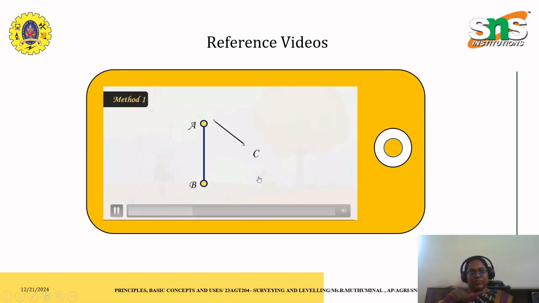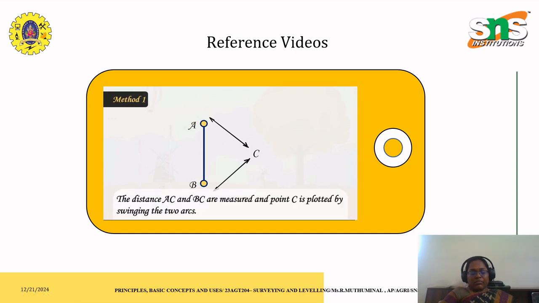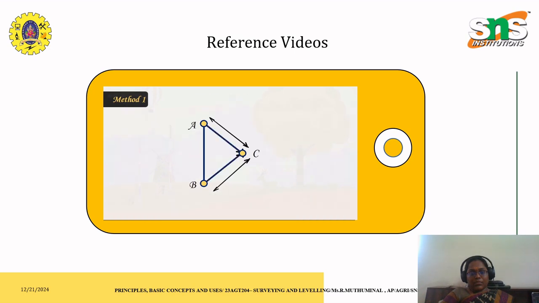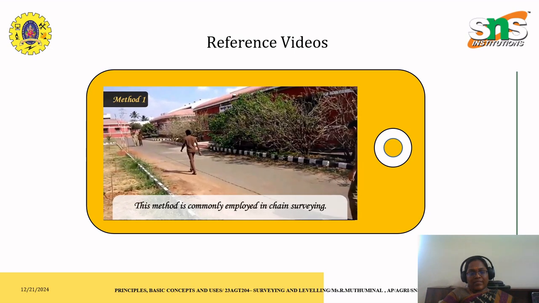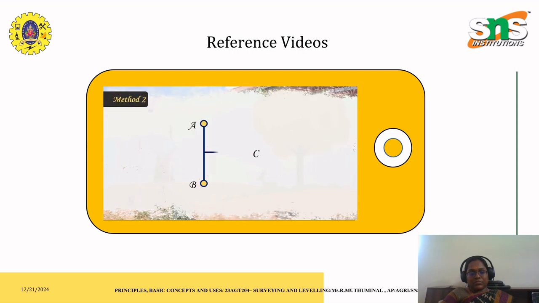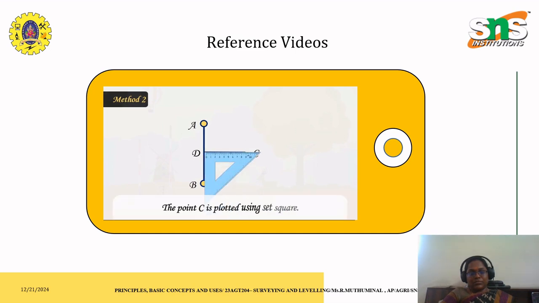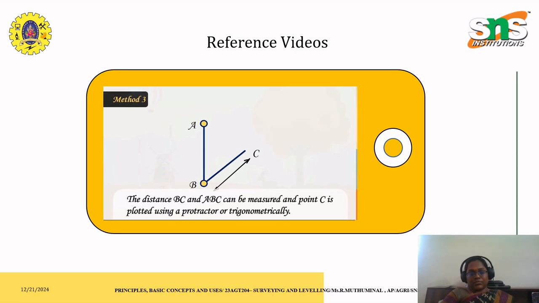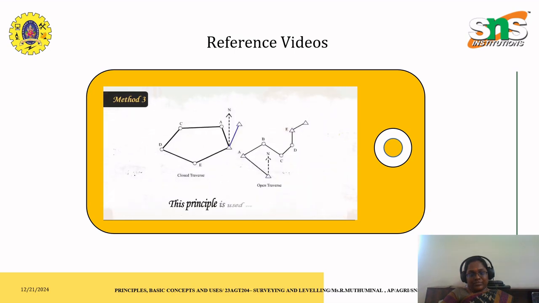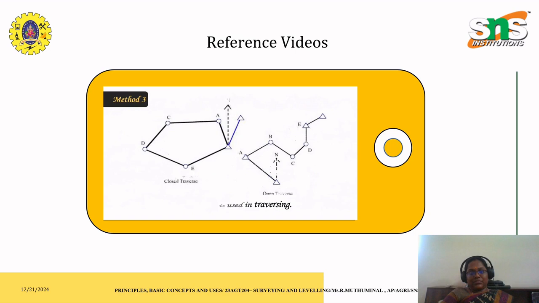Method 1. The distances AC and BC are measured and point C is plotted by swinging the two arcs. This method is commonly employed in chain surveying. Method 2. The perpendicular CD is fixed on the reference line AB and lengths AD and DC are measured. The point C is plotted using a set square. Method 3. The distance BC and angle ABC can be measured and point C is plotted using a protractor or trigonometrically. This principle is used in traversing.